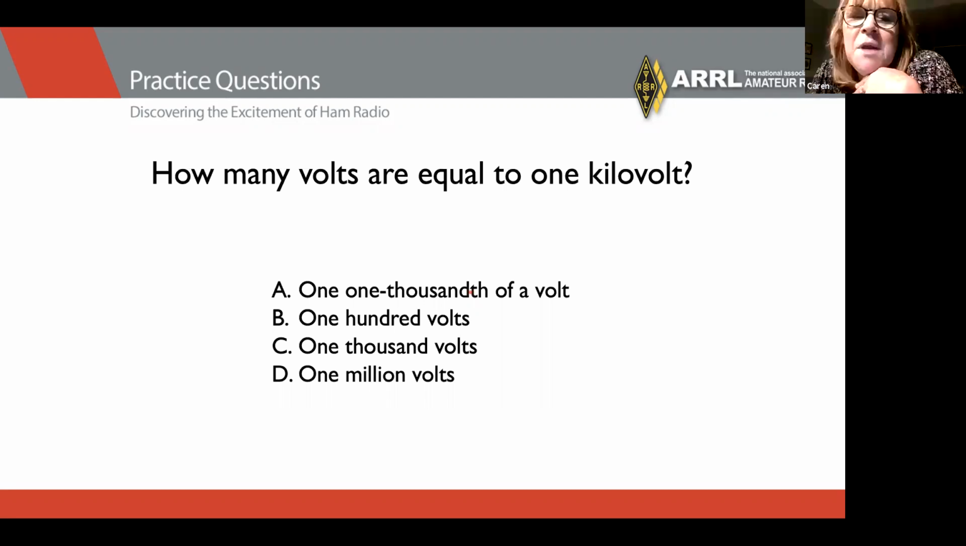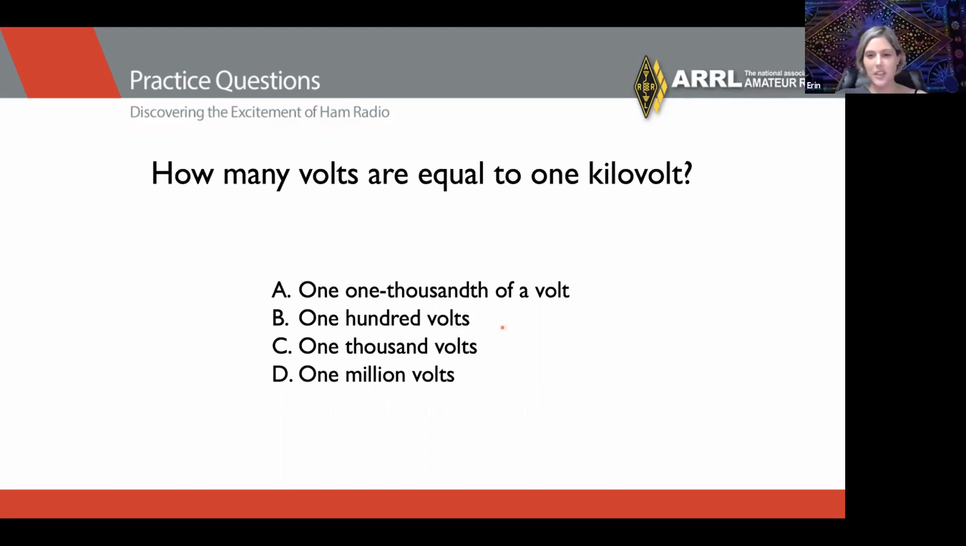It's because I'm not sure I'm right. Is it 1,000 volts? Yes, it's 1,000 volts. I would have been wrong. Kilo means 1,000. So a kilovolt is 1,000 volts.